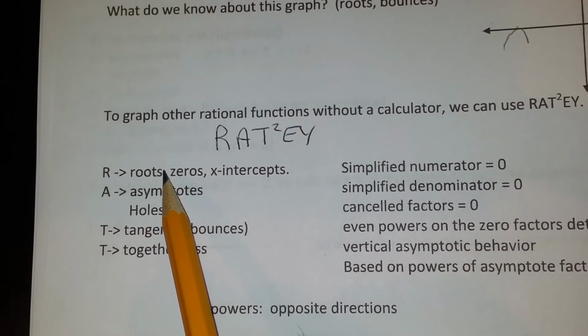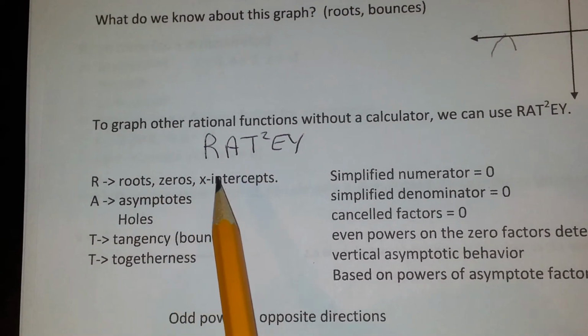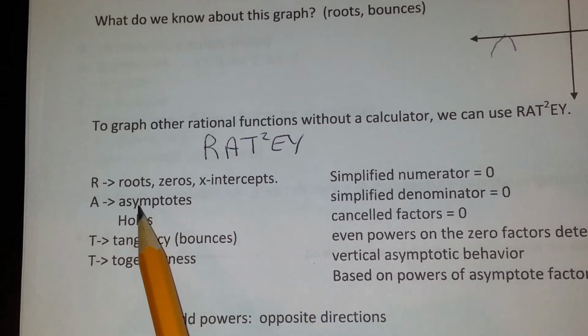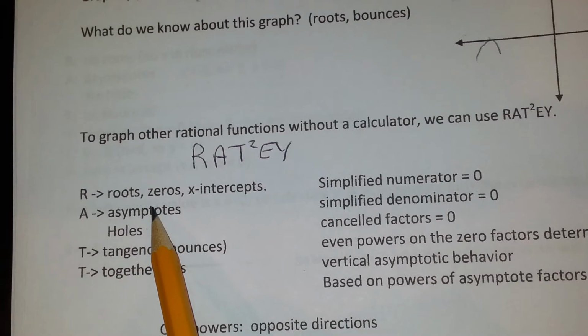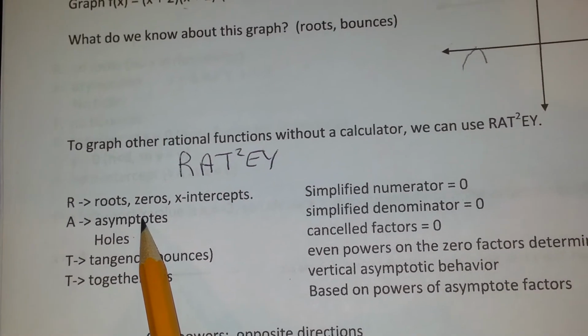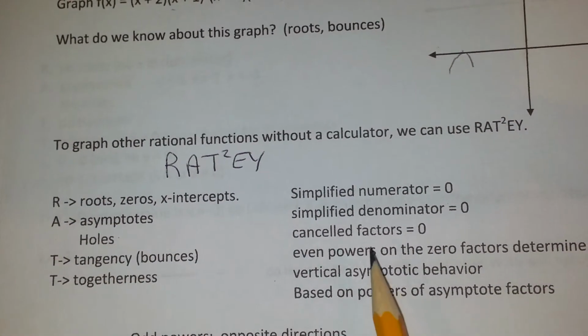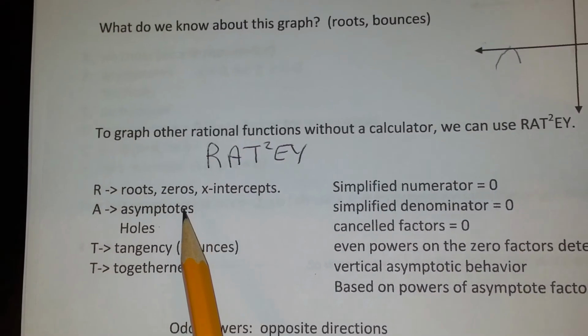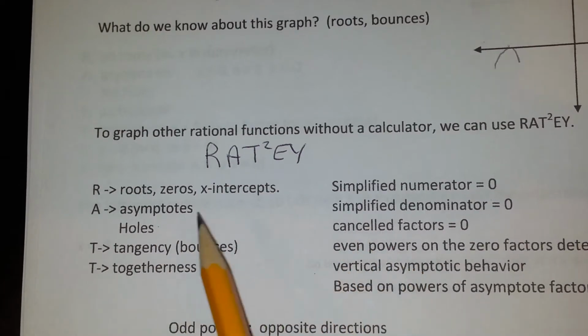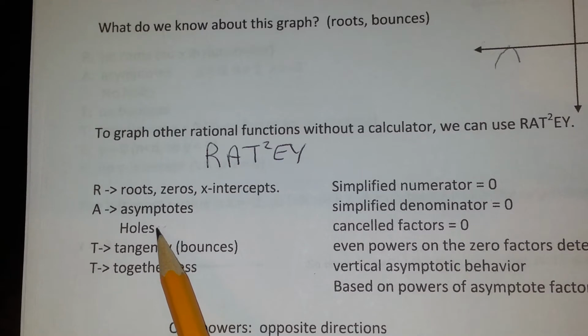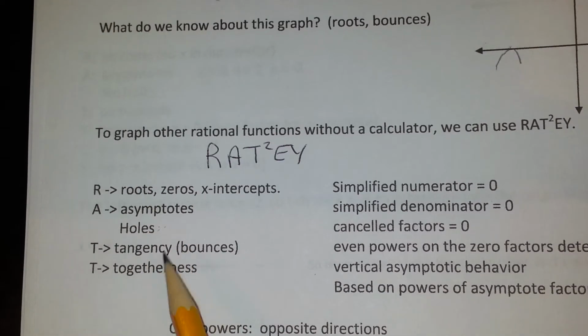In the numerator, what are the roots? The zeros, the x-intercepts, found by factoring and solving for 0. A is for asymptotes or holes. Remember how we get asymptotes: in the denominator, the values of x that get you 0 in the denominator. If they don't cancel out, they're asymptotes. If they cancel out, canceled factors are removable discontinuities or holes. We're going to look for those.